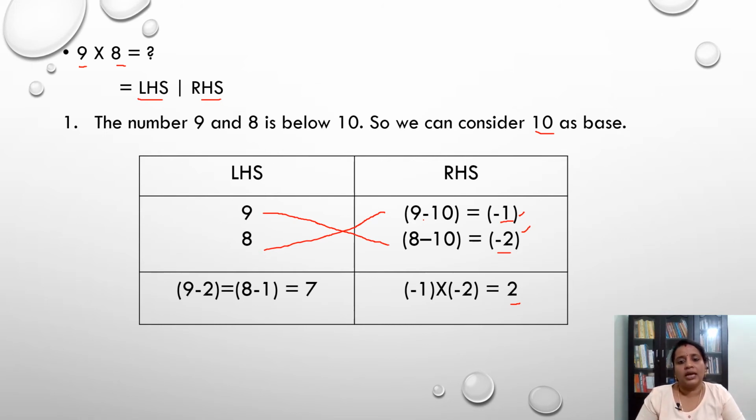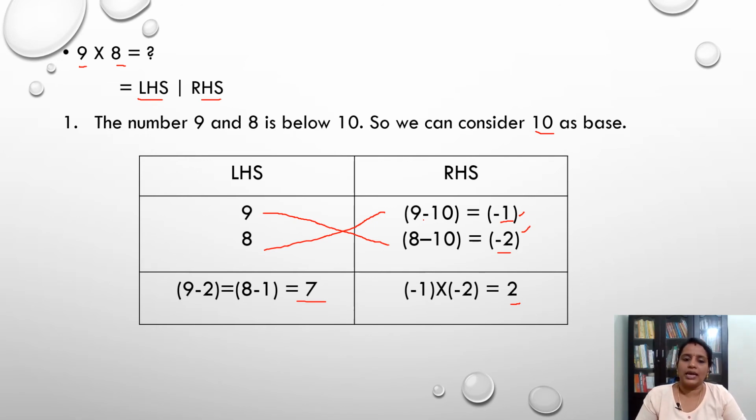So it's 9 and this is minus 2. So 9 minus 2 is equal to 8 minus 1. 9 minus 2 is 7. Similarly, 8 minus 1 is also 7. So my LHS is equal to 7. Both the crosses will give the same output. Let it be either 9 minus 2 or 8 minus 1. Anyway, the answer will be the same. There won't be any changes.